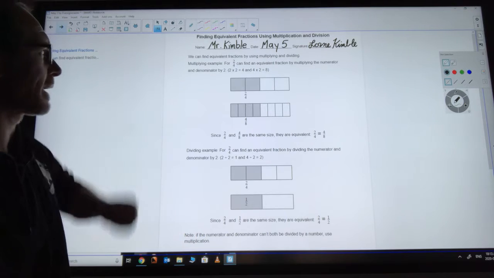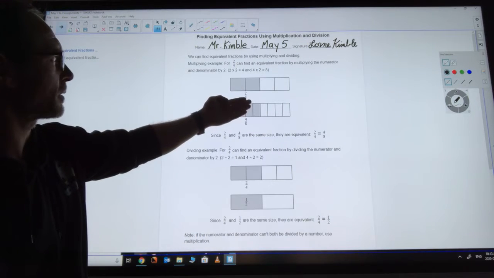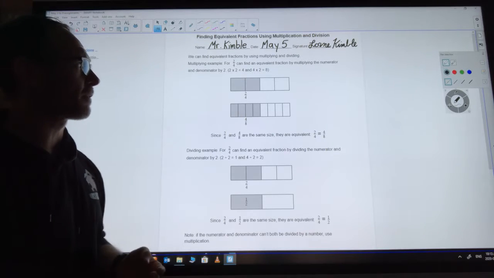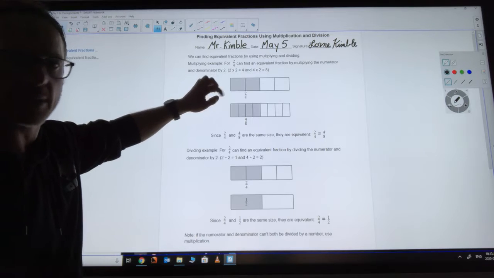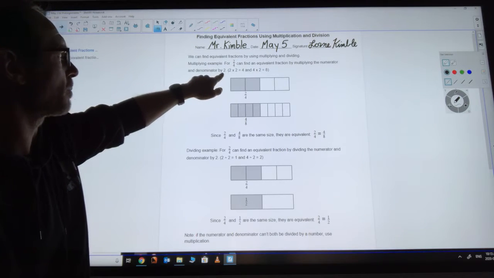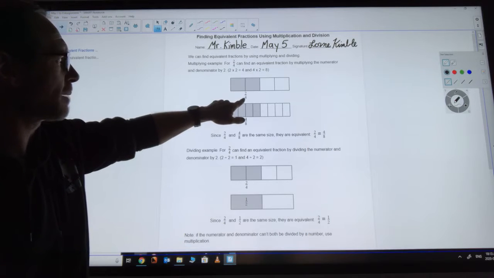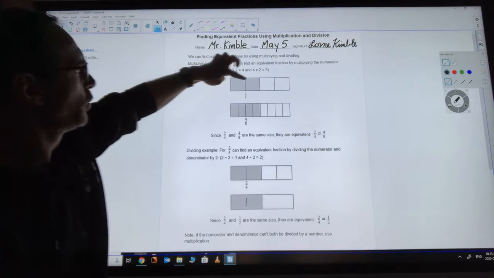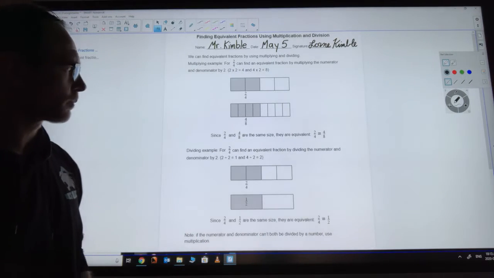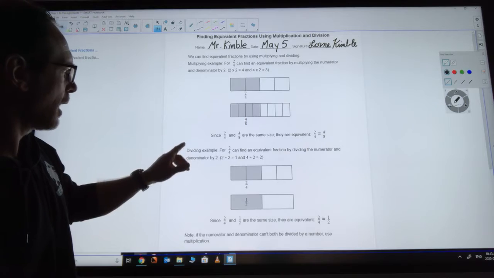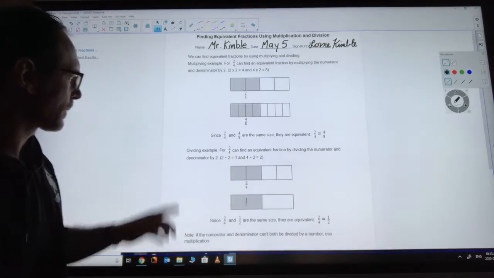A multiplying example would be this. If I had 2/4, I can find an equivalent fraction by multiplying both the numerator and the denominator by the same number. In this case, I'm going to multiply them both by 2. So 2 times 2 is 4, and 4 times 2 is 8. So 2/4 would be the same thing as 4/8. We say that they are equivalent, and we just use an equal sign to show that.